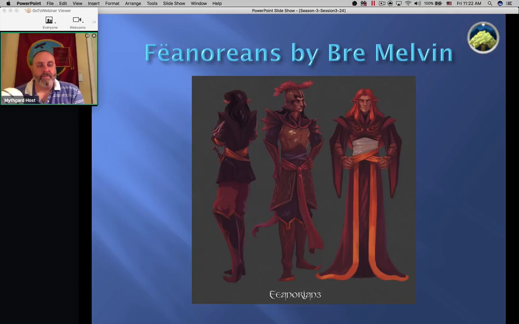Question on Twitch a couple minutes back. Would you see Noldor clothing being jewel-toned? We were talking about red with the Feanorians, but I do think, I was joking earlier about color coding the elf families, but actually a certain element of that is a little bit handy.